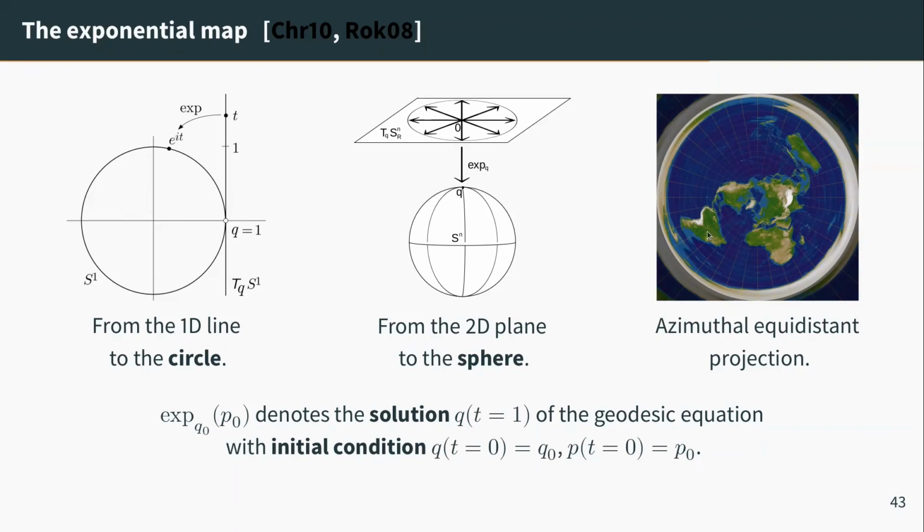For instance, this is what it looks like on the Earth. That's what cartographers call the azimuthal equidistant projection. Here, every point on the disk, and the disk has a radius of like 20,000 kilometers by definition, is associated to a point on Earth.